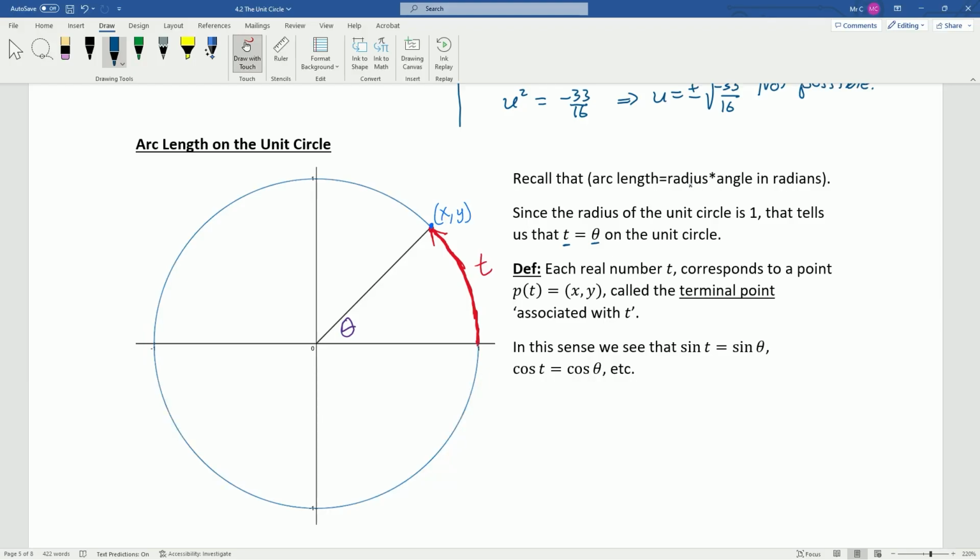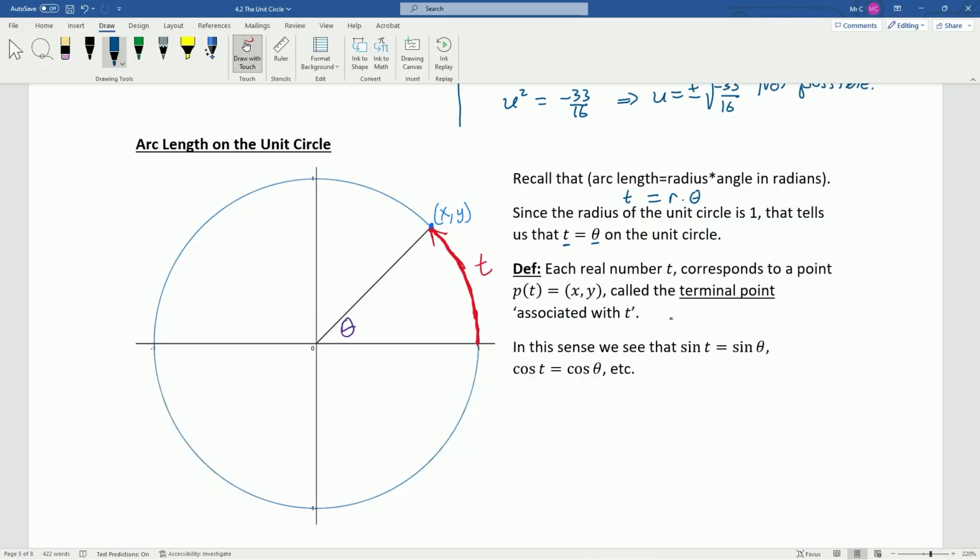If the radius is 1, plug in 1 here, arc length, t, equals r times theta, right? If r is 1, then t equals theta. So what that means is that oftentimes you will actually see trigonometric functions talked about as functions of the length moved on the unit circle. So in that case, you might hear things referred to this way. Each real number t corresponds to a point p of t equal to xy called the terminal point associated with t.